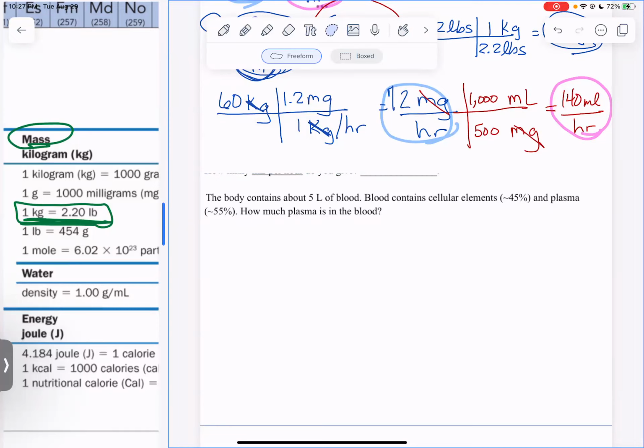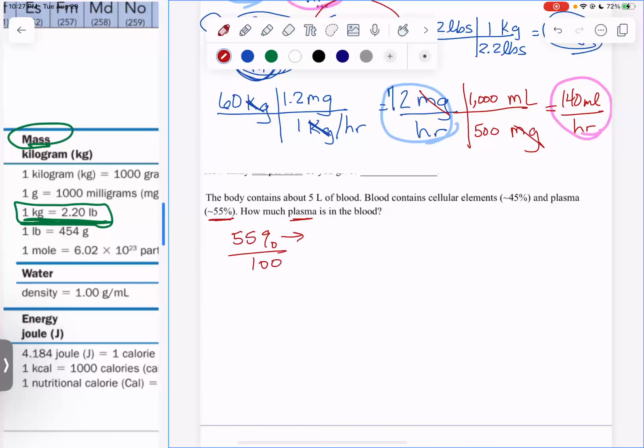So all you're trying to do is basically convert from a percentage to a decimal. If I know I'm looking for plasma, and we know we have 55% plasma, all I have to do is convert that percent to a decimal. 55%, if I convert that to a decimal, I divide by 100 and I get 0.55. And then I say, okay, I had a total of 5 liters of blood times whatever fraction is plasma, and I get 3 liters.